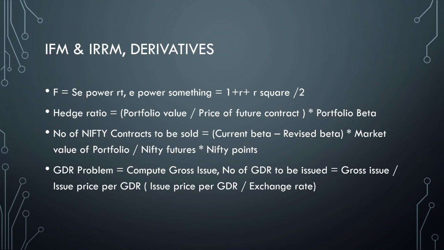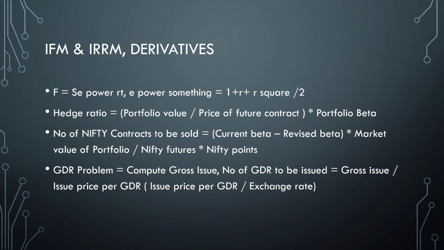Next one, hedge ratio: hedge ratio equals portfolio value by price of futures contract into portfolio beta. How do I compute number of Nifty contracts to be sold, in case of given adjustments: current beta minus revised beta into market value of portfolio by Nifty futures into Nifty lot size. Most likely Nifty futures will be 8125 or 7500, etc. Nifty lot size will be 200 or whatever value as the case may be. Next one on interest rate risk management.